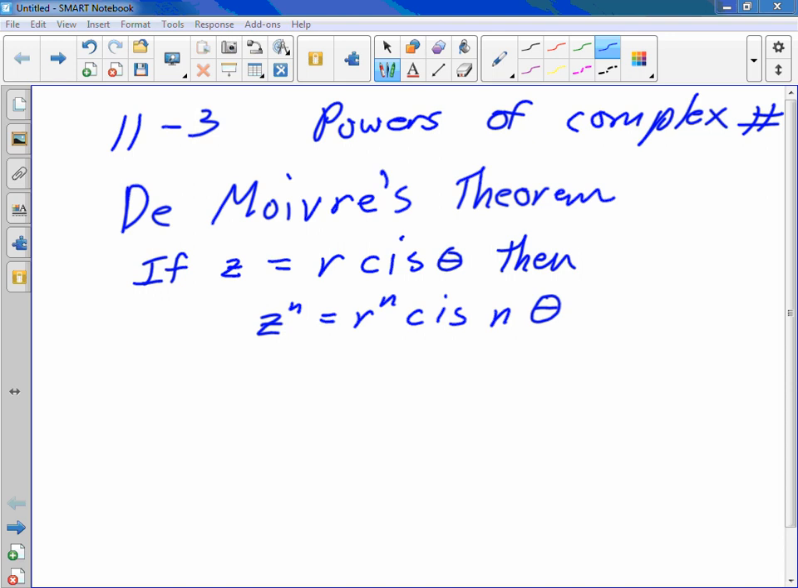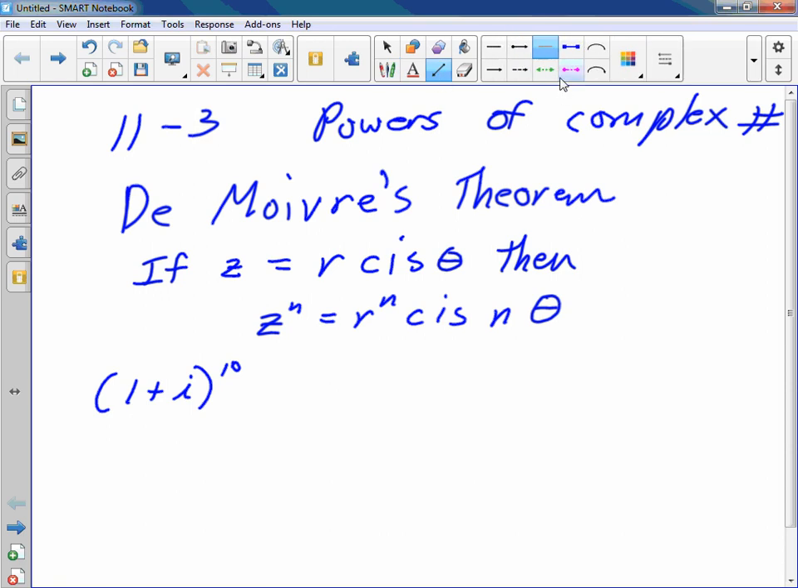What if I did something like, as an example, 1 plus i to the 10th power? How would you handle something like that? Well, as always, what do we do first? Well, let's draw a little sketch.